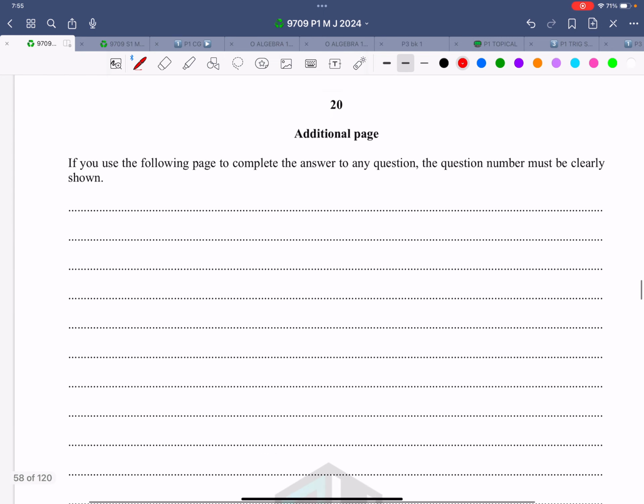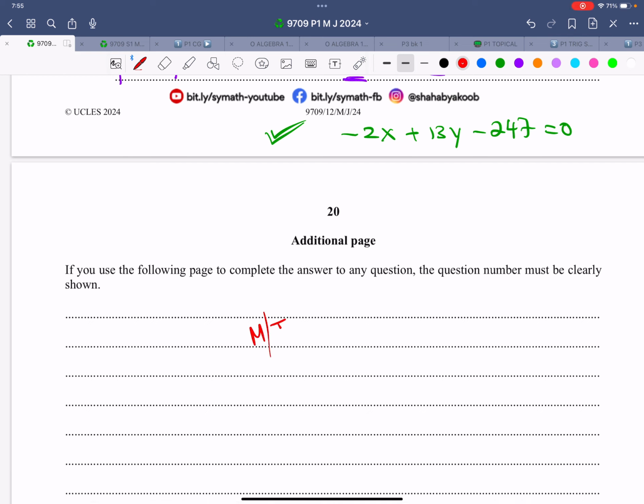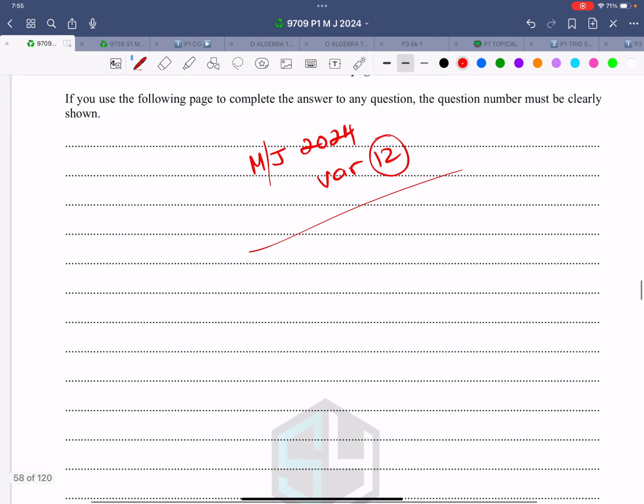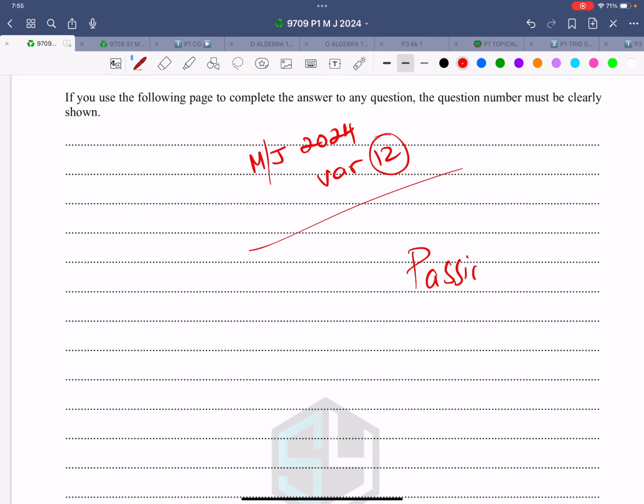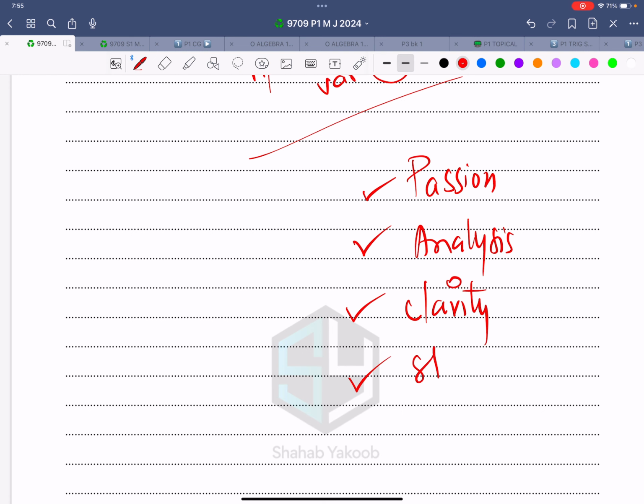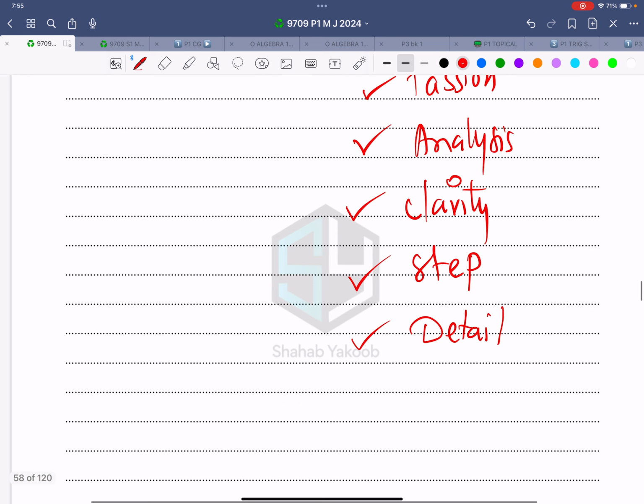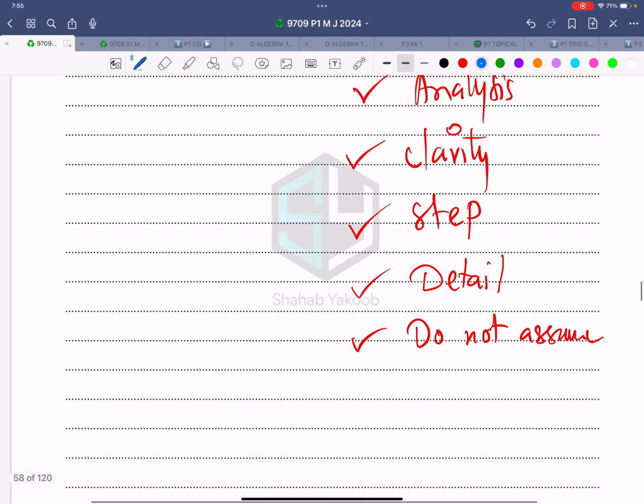So now that was this paper, which is which one? May, June 2024, variant 1-2. And I hope you have understood everything in detail. You just need the passion and you need that mathematical analysis needs to be done with clarity, with showing every single step along the way, showing every detail. Do not assume anything, and if you do all these things, then you are on your way to success.